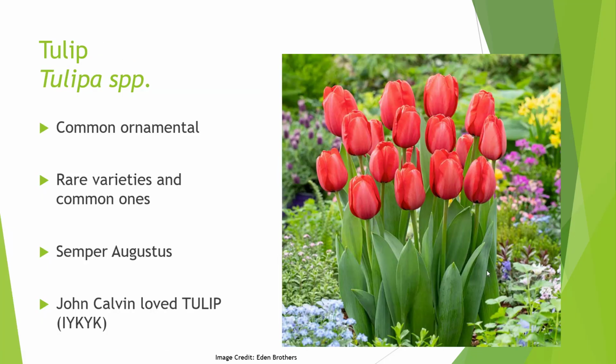Tulips are another great garden plant. That's the Tulipa species. They originated in Turkey. There are some very rare varieties out there, and then like these, there are very common ones which just look like little paint brushes and little dabs of color. They make a great addition to a garden, and they will die back every year, so they're pretty good plants. If you want to see something really interesting about tulips, though, look up Semper Augustus. Not the company, the tulip. It has an interesting history in something called tulipomania, which we'll cover in class because it's funny. And if you're a good Protestant, you know that John Calvin loved tulips. If you know, you know.